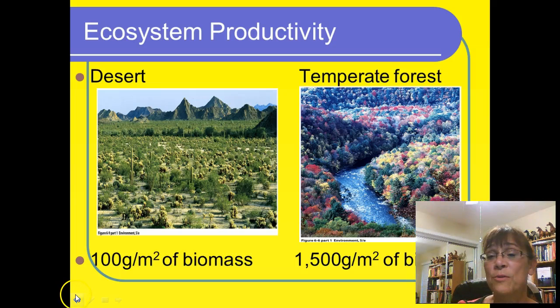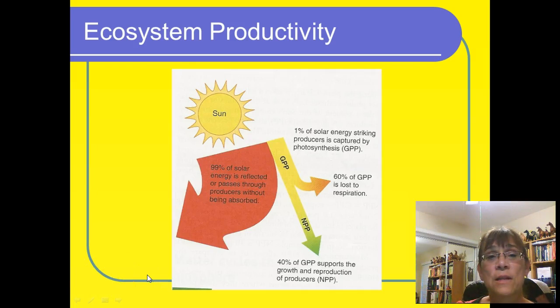Welcome back to part 3 of chapter 3, Energy in the Ecosystem. This is where we left off, so we'll slide to the next one, and also talking about ecosystem productivity. This is just looking at the sun's energy here.